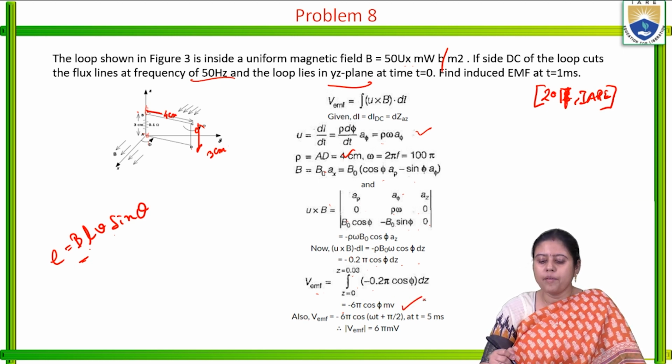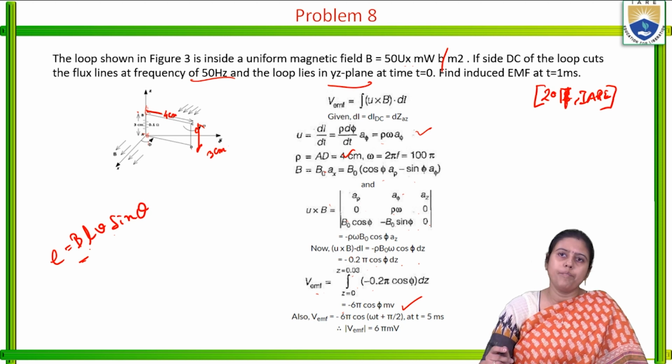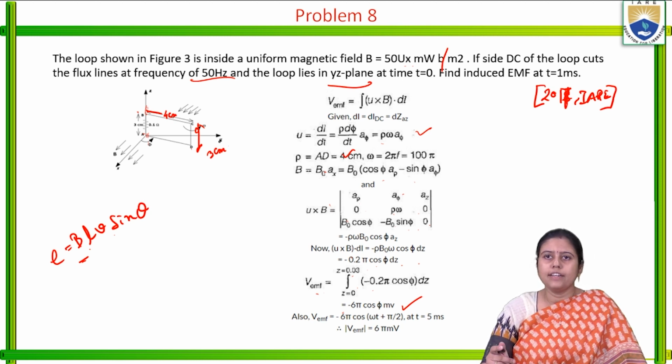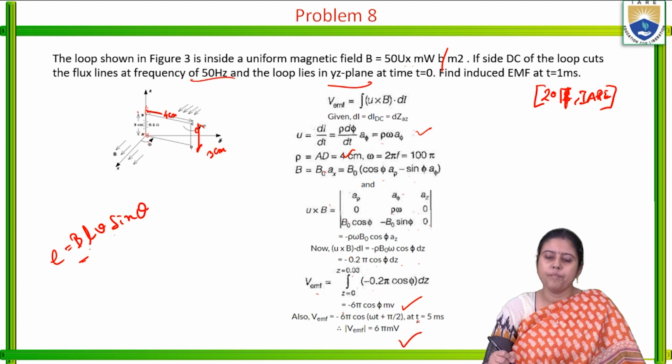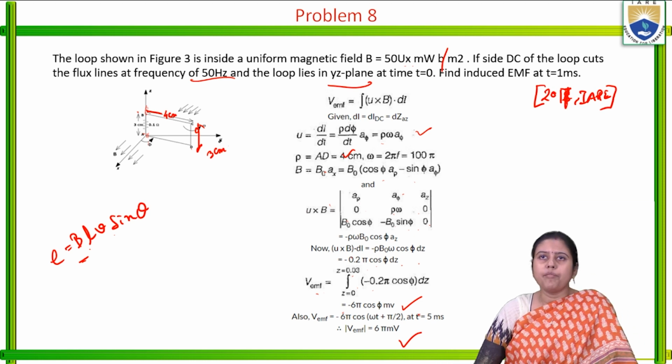millivolt. So if it is the Y plane, it will be 90 degrees apart, and the BEMF will come as 6 pi millivolt. So it is a little tough problem.